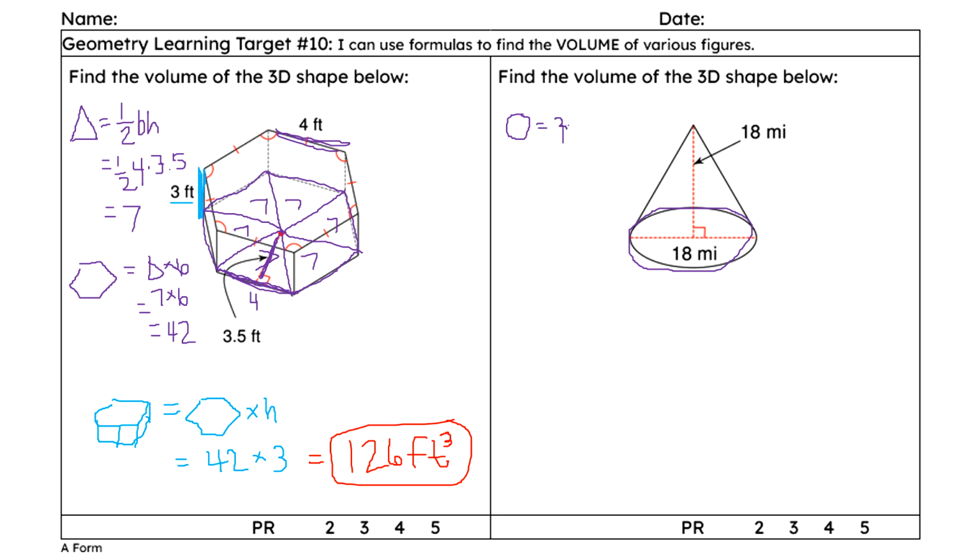Oops, I'm trying to do a pi. That does not look like pi. There you go. Pi r squared.